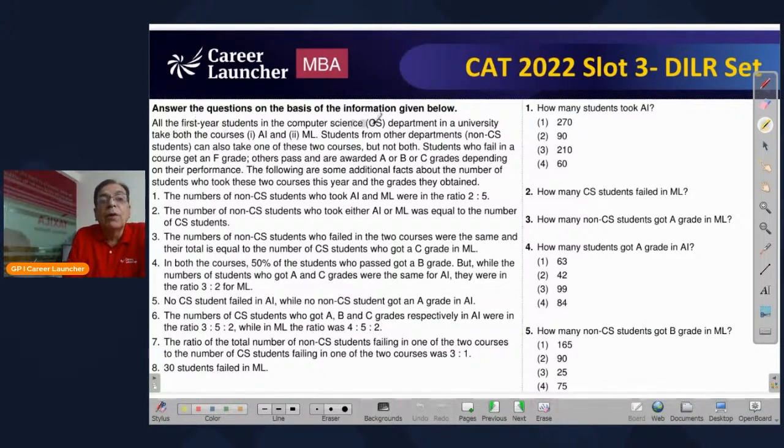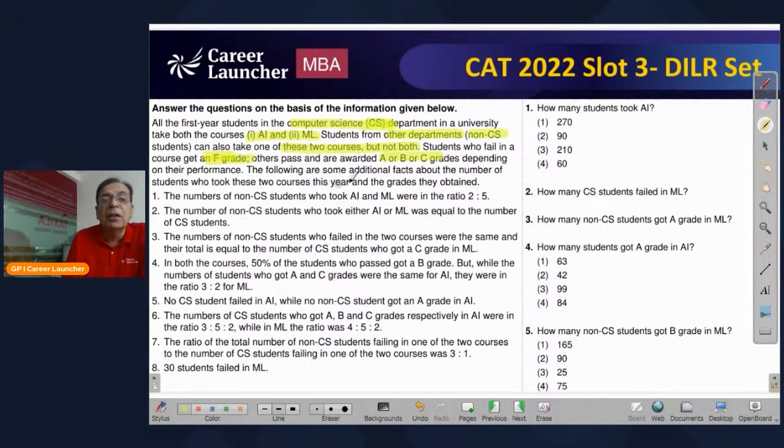All the first year students of computer science department in the university take both courses AI and ML. So computer science department students have to study both AI and ML. Students from other departments, that is the non-CS students, can also take one of these two courses, but not both. So if you're computer science, you will take both the courses. If you are non-computer science, you will take either AI or ML, not both. Students who fail in a course get an F grade. So F is fail. Others pass and are awarded A, B, or C grades depending on their performance.